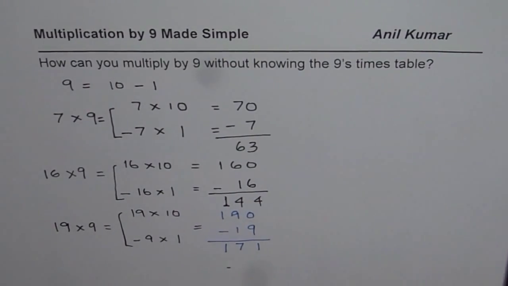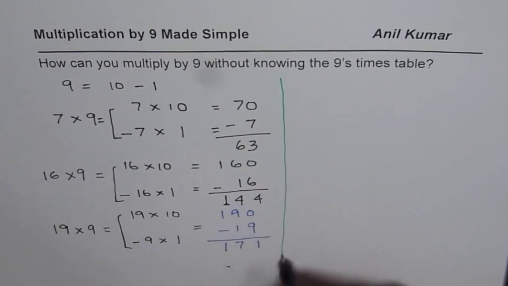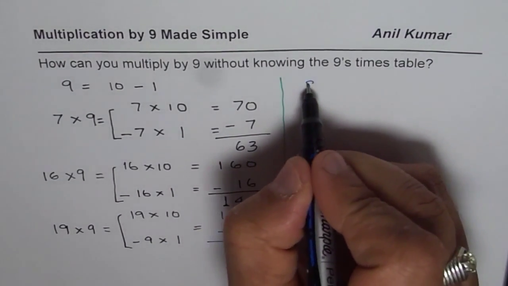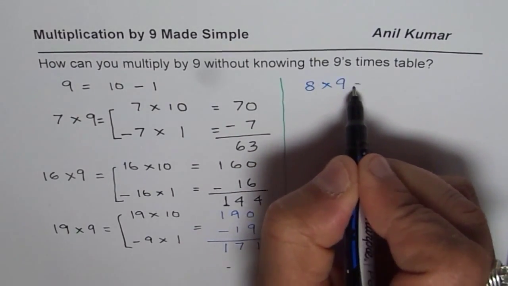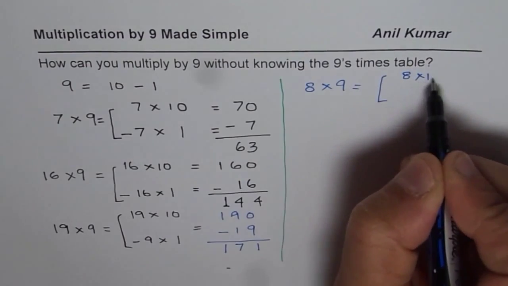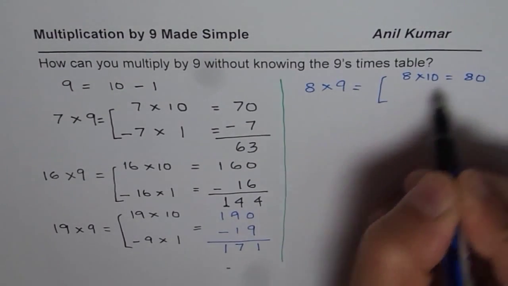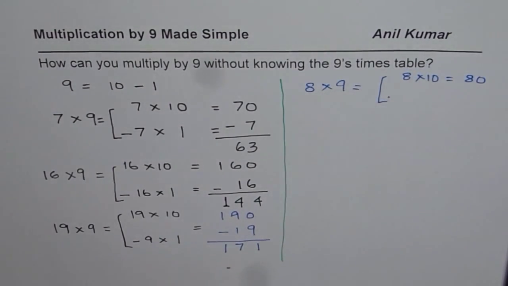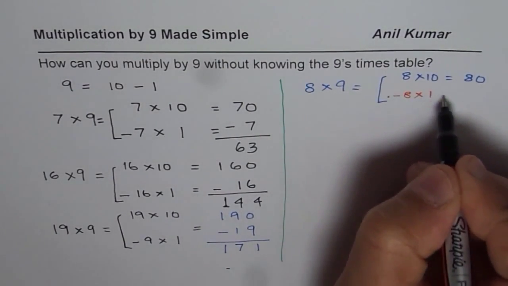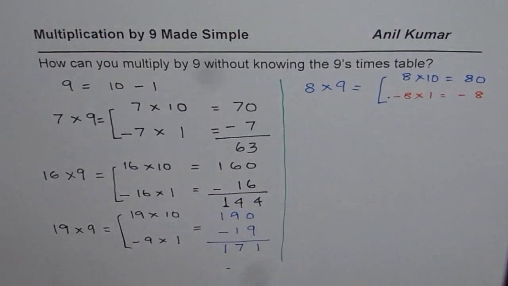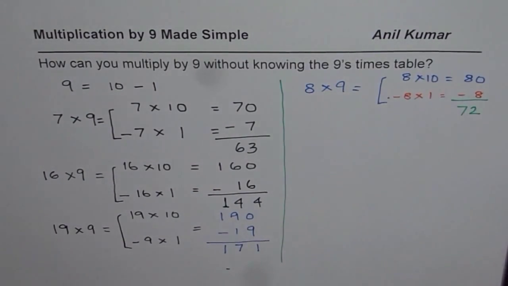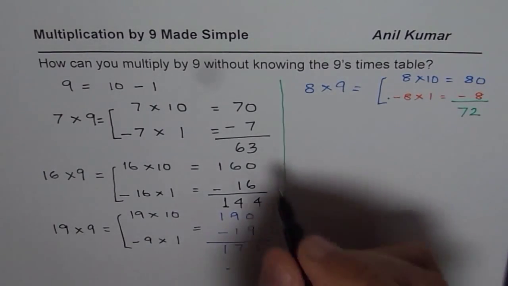I hope you get the idea. So let us have some practice questions now. What is 8 times 9 equal to? Of course, we will do two steps. First is 8 times 10 equals 80, and then we take away from 80, 8 times 1, which is take away 8. And what do we get? We get 72. Perfect.